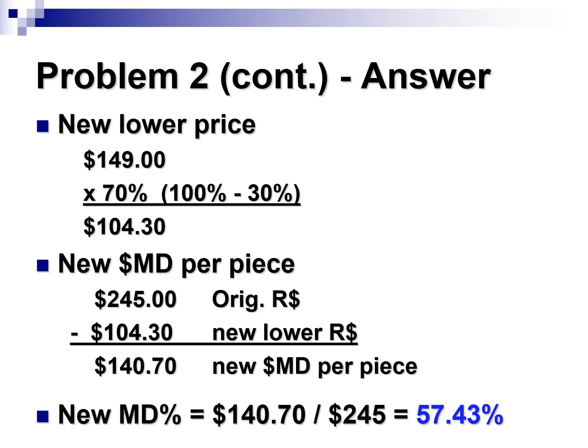Then what will be the new dollar markdown per piece, per jacket? Dollar markdown is calculated based on the previous retail and lower retail, but now it has to be the new dollar markdown based on the original retail, so that will be 245 minus 104.30, the new reduced retail price. That would give us the new dollar markdown of $140.70.